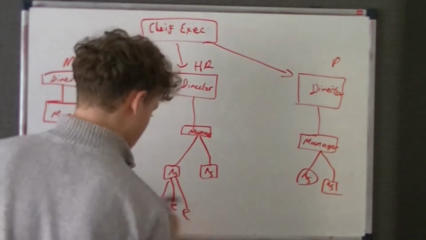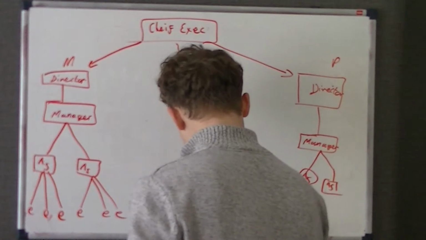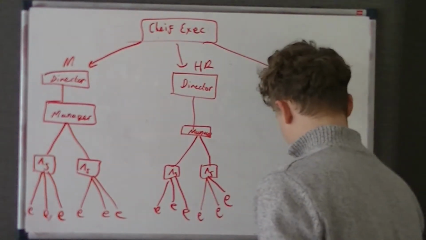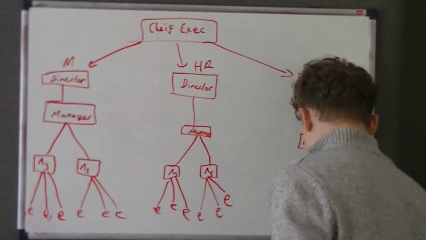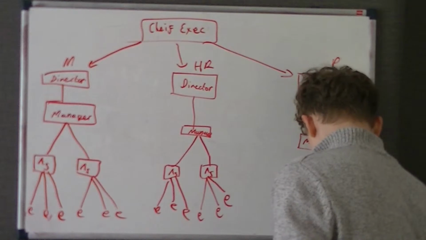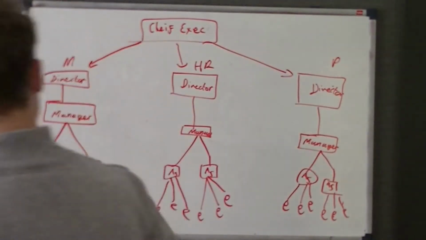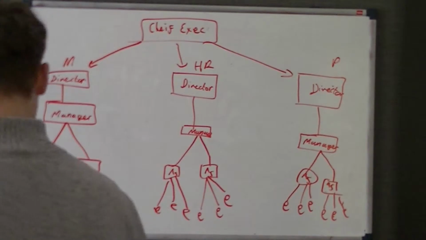What we need is E for employee. So we've got E, E, E. Guess what we're going to have for these? That's right, we're going to have E, E, E, E, and E. Now, as you can see, we're getting wider as we go down. We're expanding them slowly as we go.